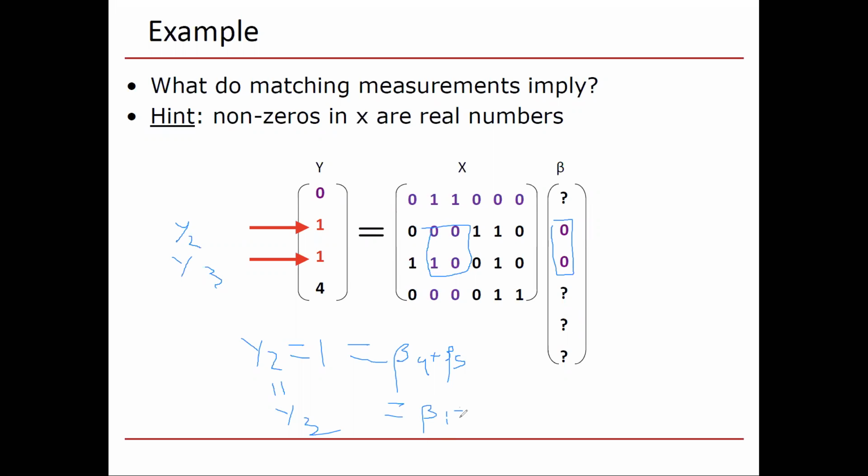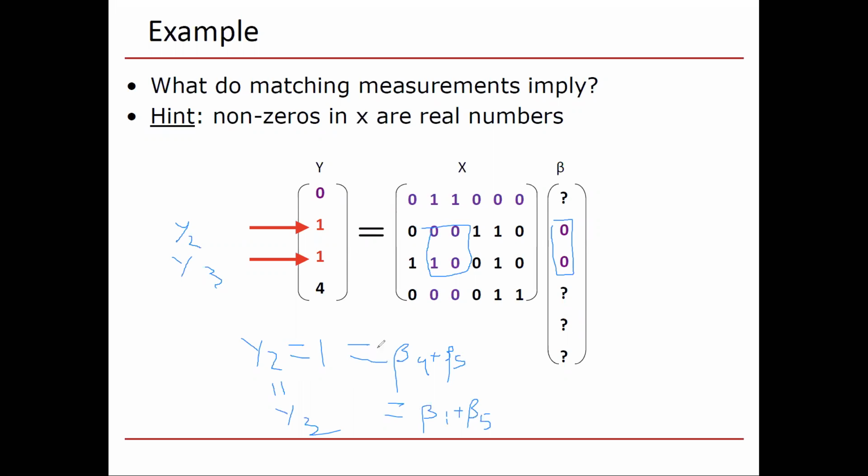Now again, recall, the beta vector is sparse, contains a lot of zeros. The non-zeros are real valued, arbitrary. So one possibility is that, let's say B4 is 2 and B5 is negative 1 and B1 would be whatever. Well, if B5 is negative 1, then B1 and B4 need to be the same because both of them plus B5 give the same value of 1. So that doesn't really make sense.